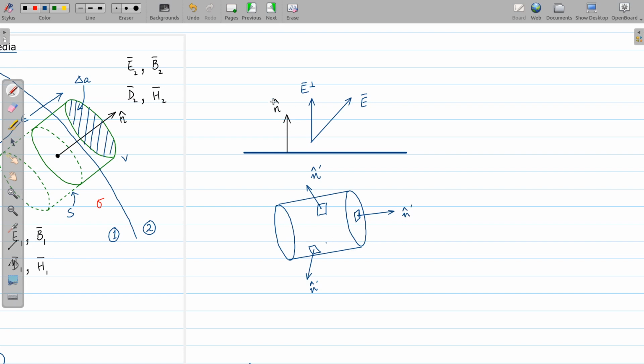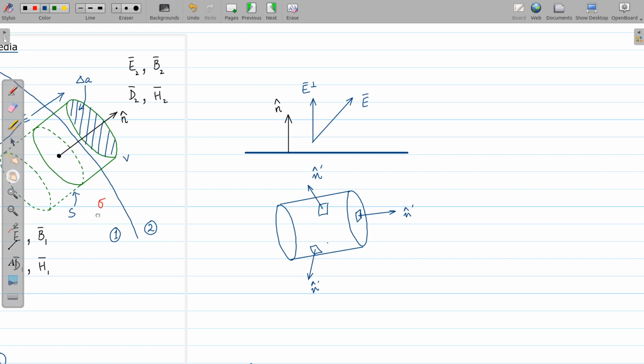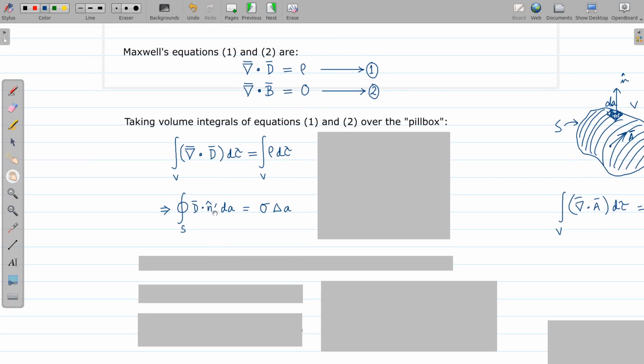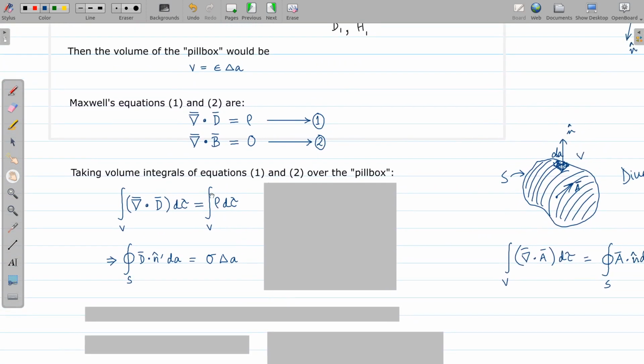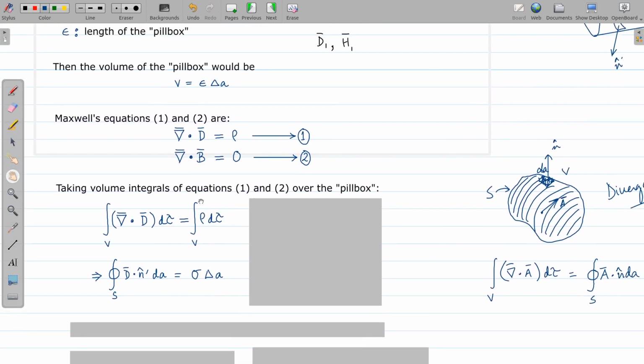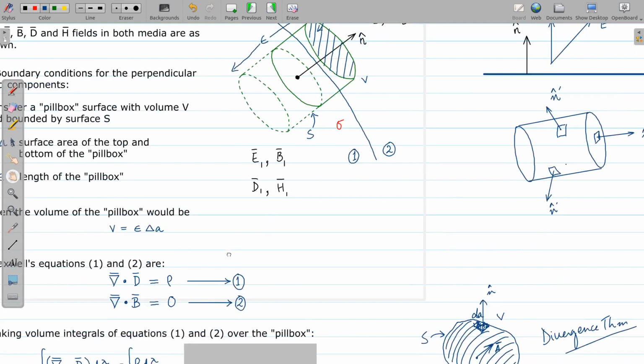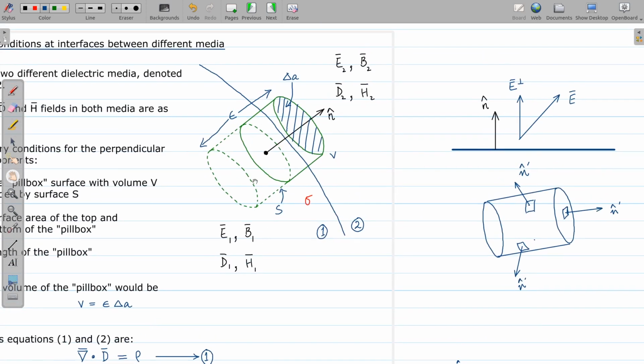Okay, so this is the difference between this n cap and this n cap prime. This is the n cap prime, and on the right hand side we are taking the integration of rho d tau. Now we know that when you integrate the volume charge density with respect to volume, it gives you the total charge. So what is the total charge contained inside this cylinder, this pillbox?